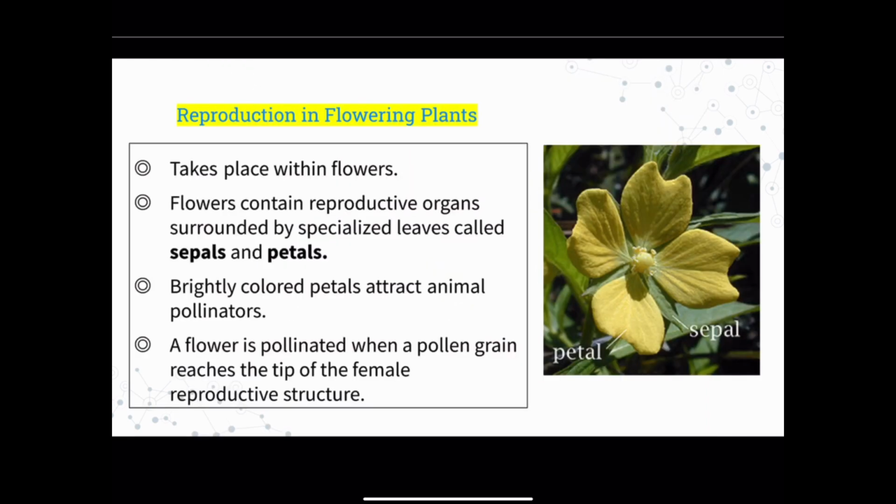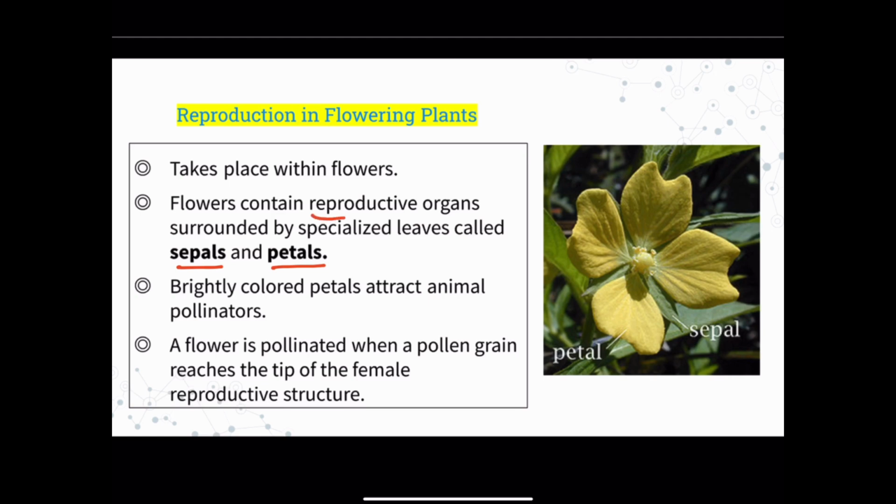So after watching that video, there are a lot of small, minute details that you're not going to have to memorize. But let's just break it down a little bit. Reproduction in flowering plants actually takes place within the flower. We've broken down the parts of the flower, so hopefully you'll understand a little better. Flowers contain reproductive organs surrounded by specialized leaves called the sepals and the petals. The sepals and the petals are not the reproductive organs.